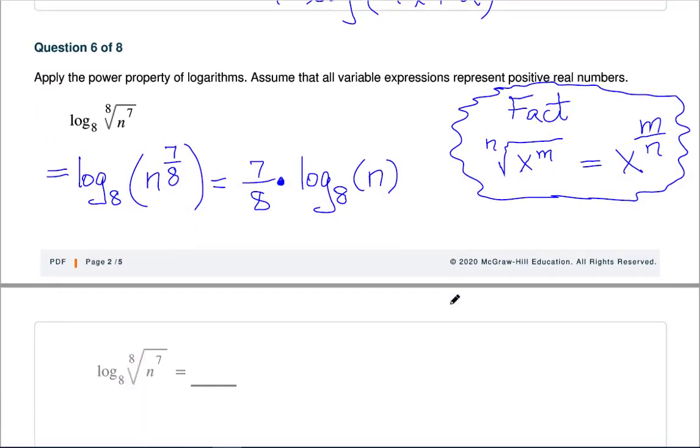Question 6 is not too bad if we remember a fact about exponents. And that is, when we have an nth root of something raised to a power m, then this is really the inside part raised to the fraction m, the inside exponent, over the root on the radical. And so this piece, this 8th root of n to the 7th, I can rewrite as n to the 7/8. And now this is easy. The exponent jumps out into the front to simplify the problem.